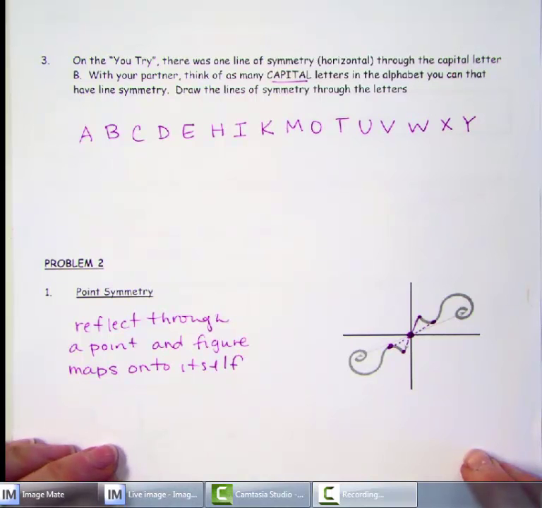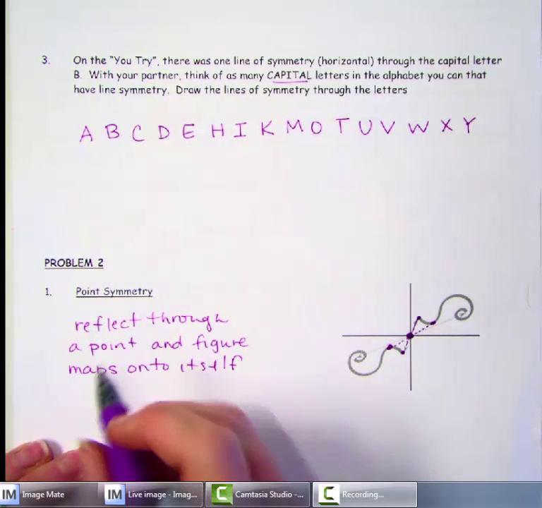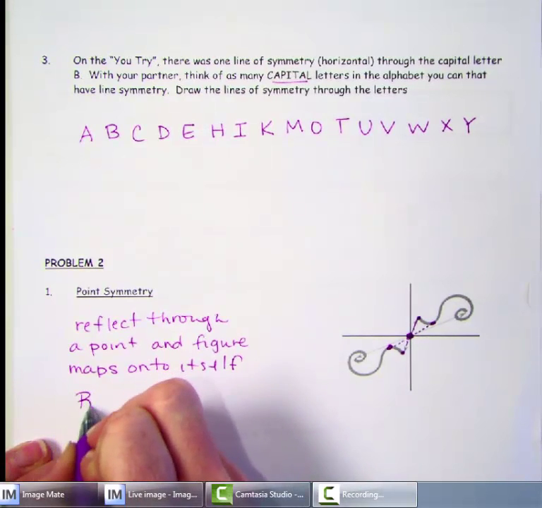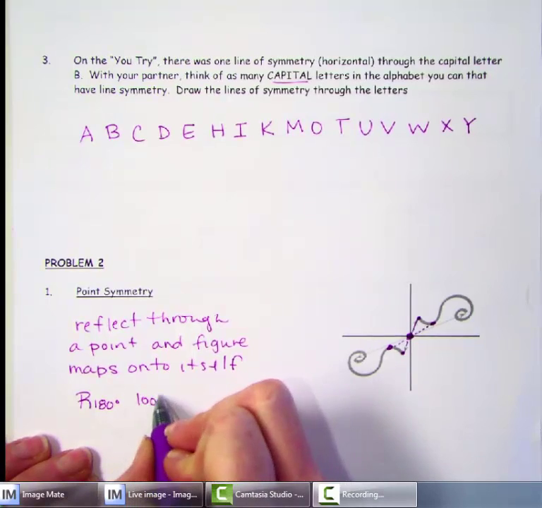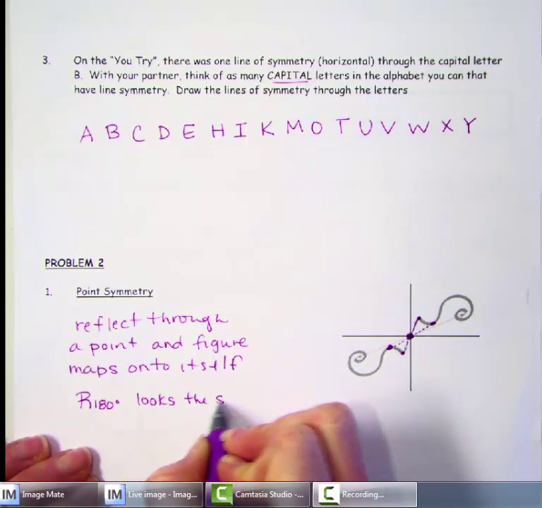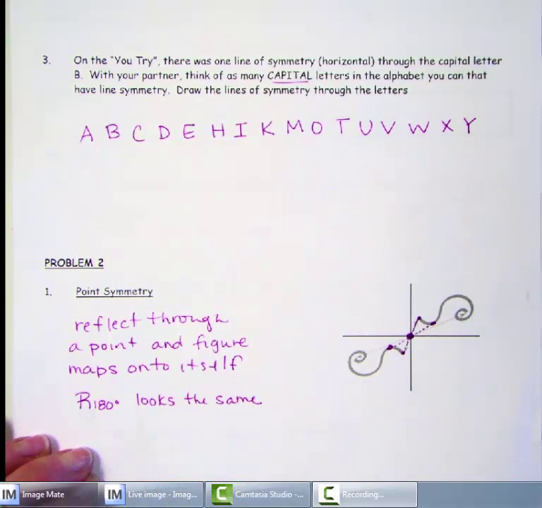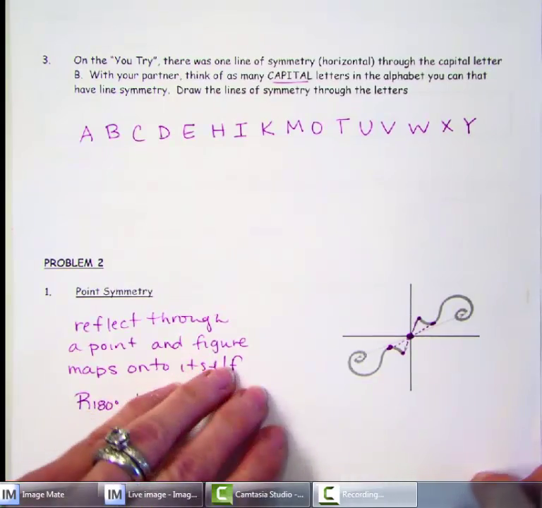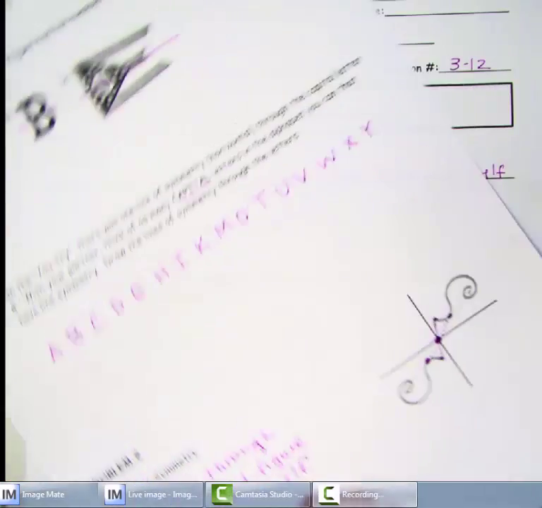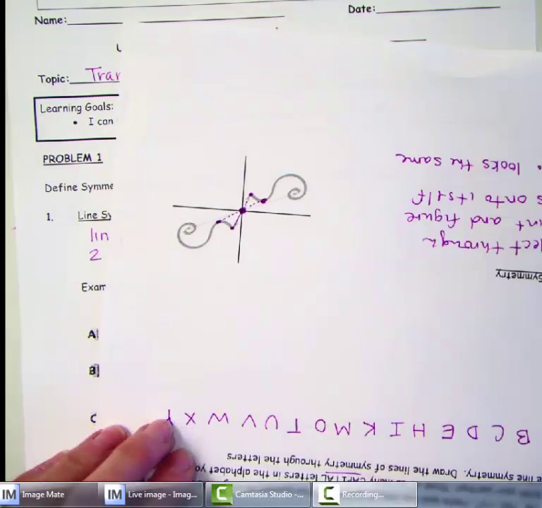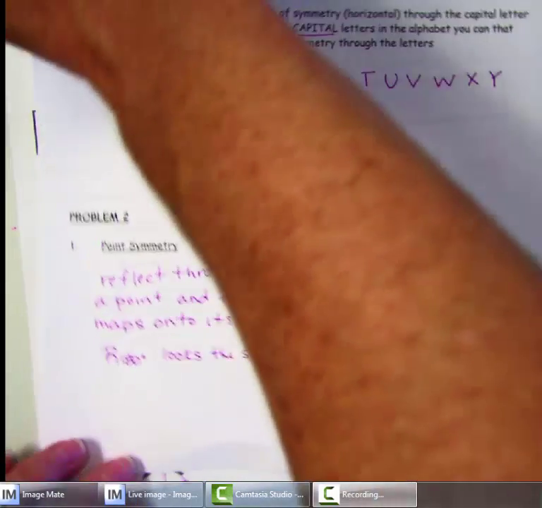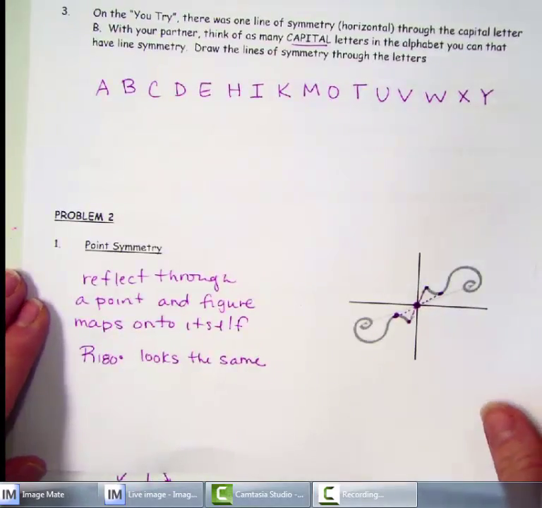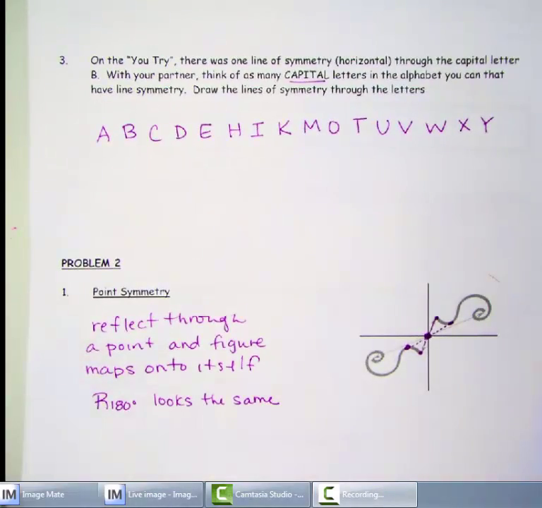What else we could say, since it's a point reflection or point symmetry, is if the figure can be rotated 180 degrees and looks the same, it has point symmetry. So if I take this figure here and rotate it 180 degrees, if it looks the same, then it has point symmetry. So let's look at some other examples.